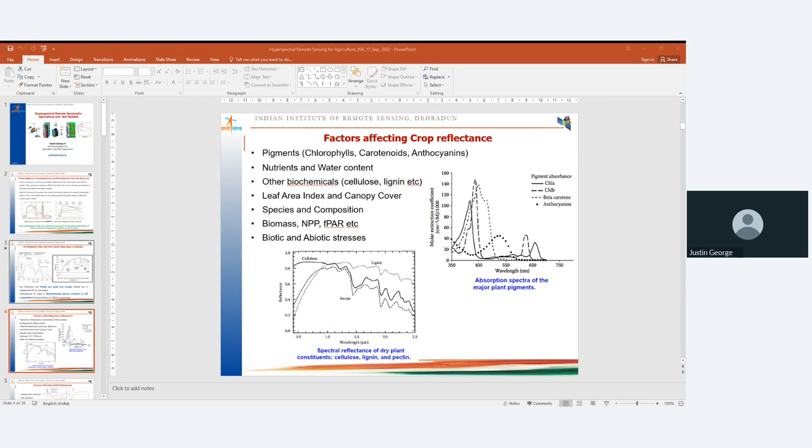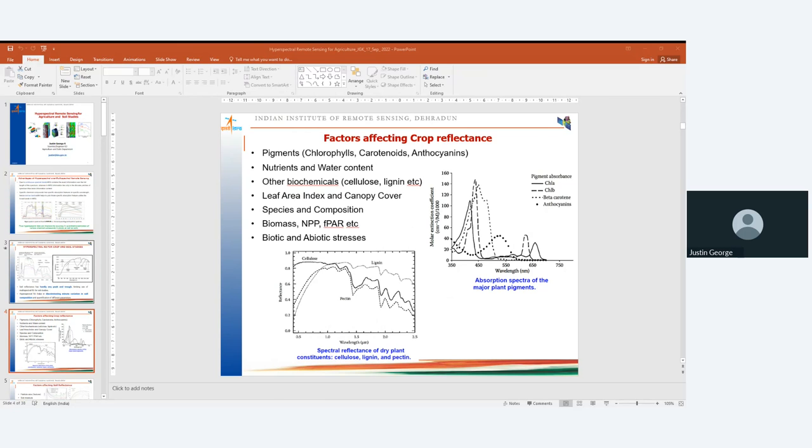So coming to the different factors which affect the crop reflectance, we will just briefly describe them. These are the main factors which affect the reflectance of the crop, be it any crop or any type of vegetation, whether it is broadleaf or another type. The main thing is the pigments. The pigments mainly consist of the chlorophylls, the carotenoids, as well as the anthocyanins.